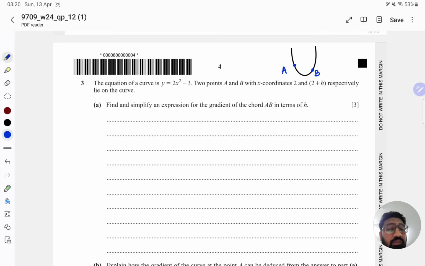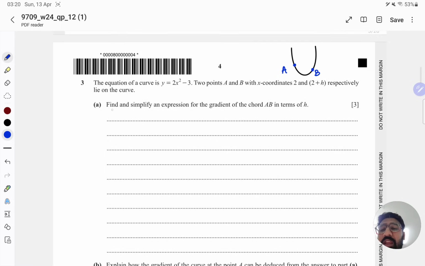So what do we need to do? We need to find and simplify an expression for the gradient of the chord. So if I join them with the help of a straight line, that will be the chord AB. So we need to find out the gradient of the chord AB.